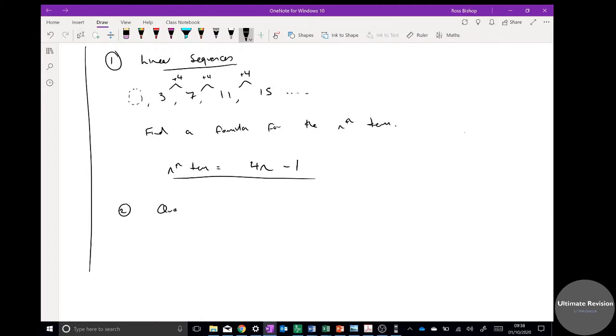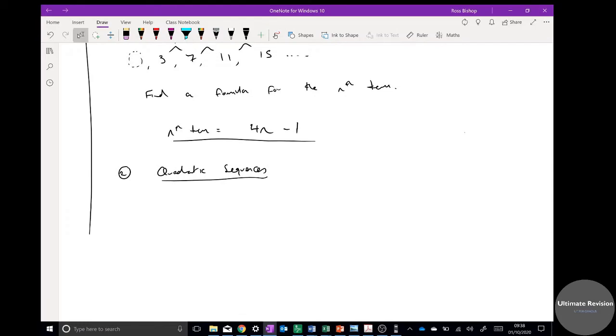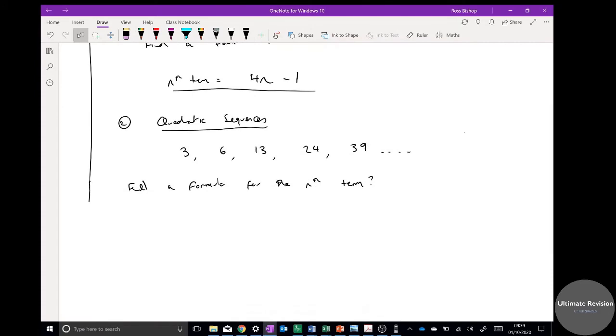Right, next we're going to look at some quadratic sequences. Again, in the GCSE syllabus, so it's important you know how to do this. And you might get a sequence like this: 3, 6, 13, 24, 39, and again, find a formula for the nth term. Okay, that could be the question.